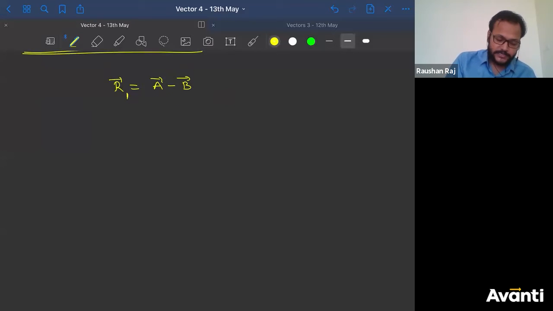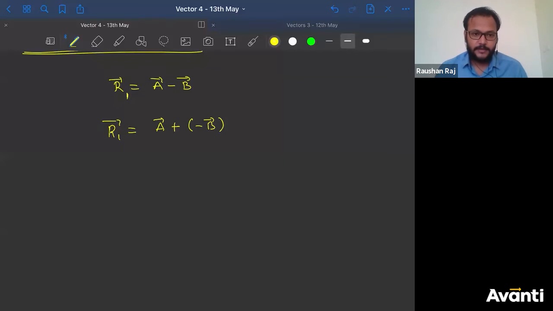You have told me R1 is A minus B, okay. So I can write this R1 vector as vector A plus of minus vector B. Can I write like this? Guys, can I write like this? That R vector is A minus B. So what will I write? A minus B can be written as vector A plus of minus B. Now can I say this is nothing but addition? What has happened here? I just got addition.